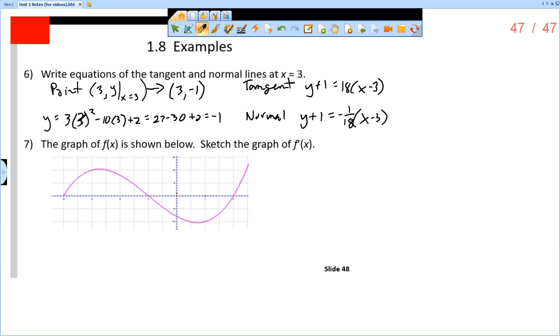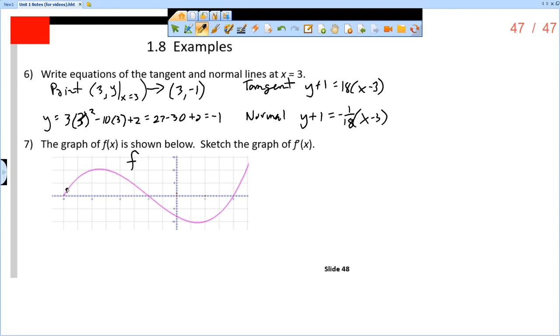All right. So now the next one is kind of an introduction into this thing that we will hit much more later in the year, but I want to introduce it here. All right. So it says, here's the graph of f. Sketch the graph of f prime. All right, so remember, if this is a graph of f, you need to remember f prime is what? So remember, f prime is the slope of the tangent line.